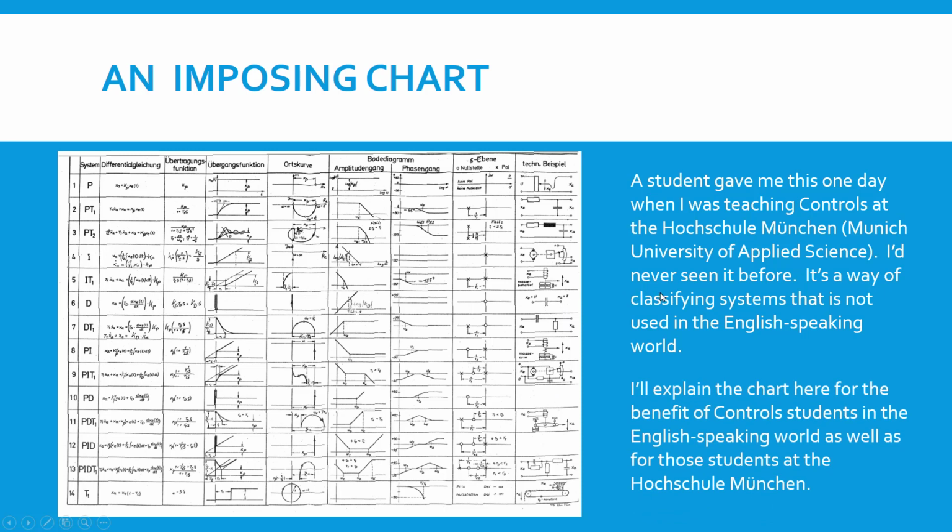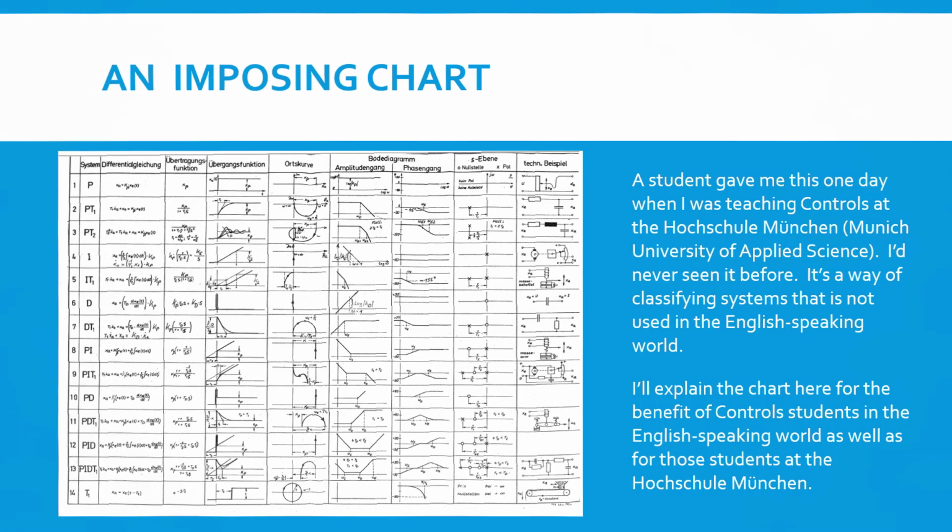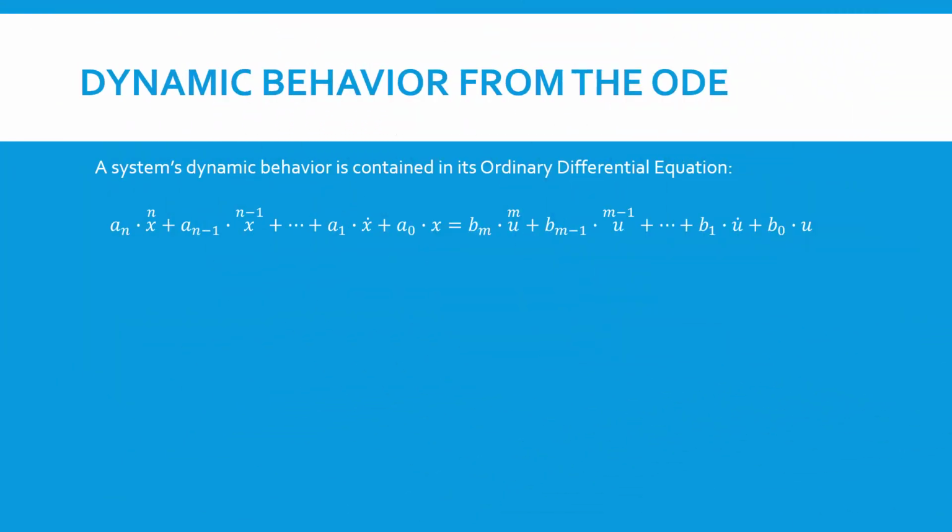So I'm going to explain this chart for the benefit of control students in the English-speaking world, as well as for those students in the German-speaking world. Any system's dynamic behavior is encapsulated in its ordinary differential equation, the ODE.